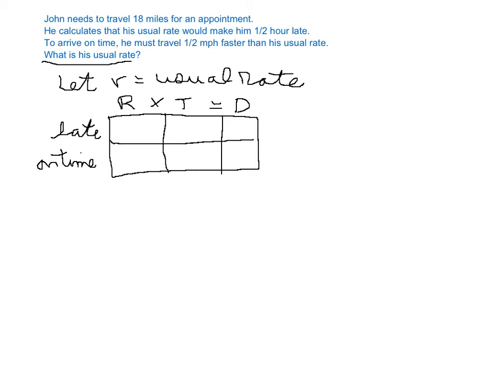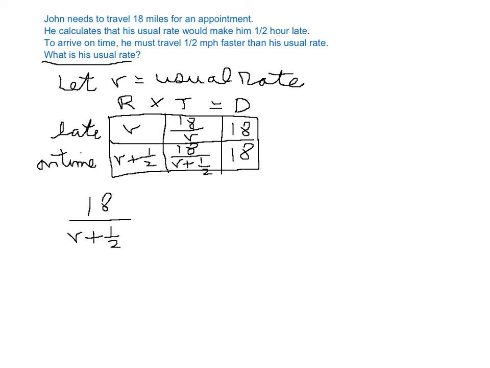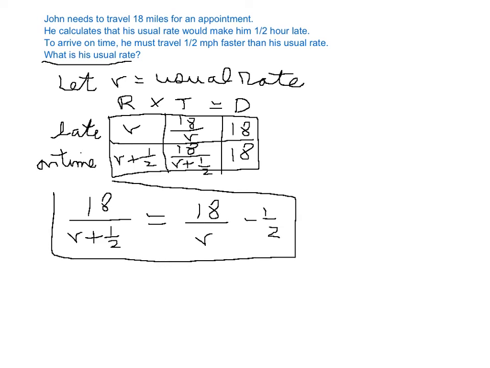Now, if he's late, he's traveling at his usual rate, which is R. And the distance he's going is 18. So that means the time here is 18 over R. If he's going to be on time, he goes a half a mile an hour faster, which means his rate is R plus 1/2, and the time here will be 18 over R plus 1/2. So now we have, this is the time that it takes for him to be on time. This is the time in which he is late, and so this time is a half an hour more. So to make an equation, I subtract 1/2. And there we go. And again, this is the big, important equation.